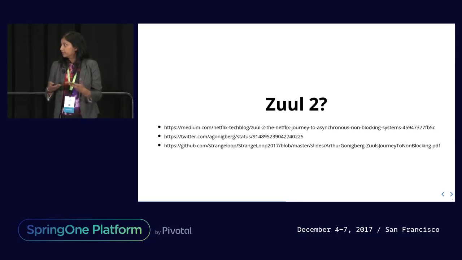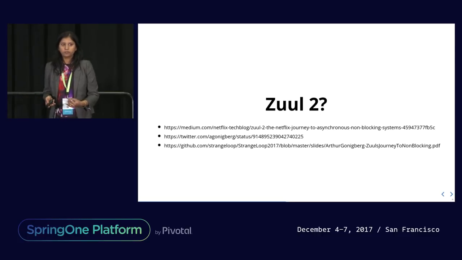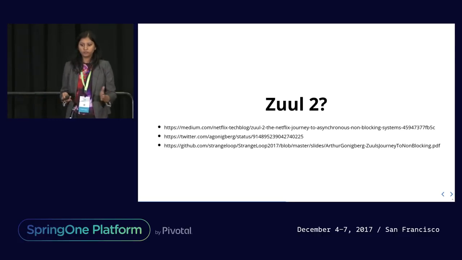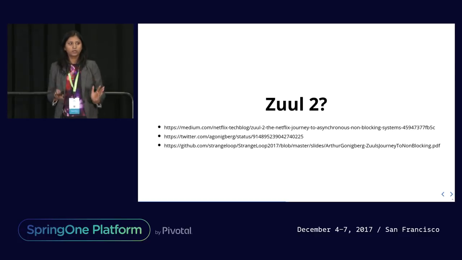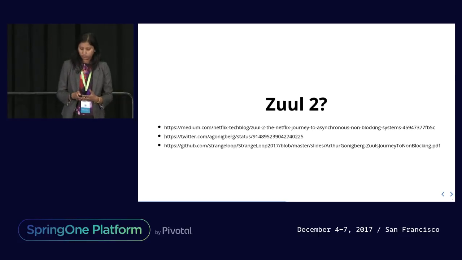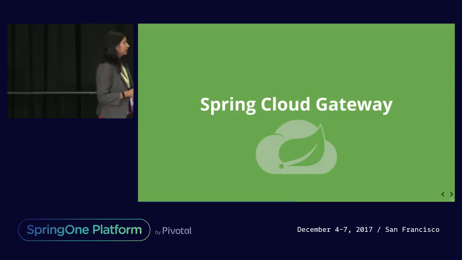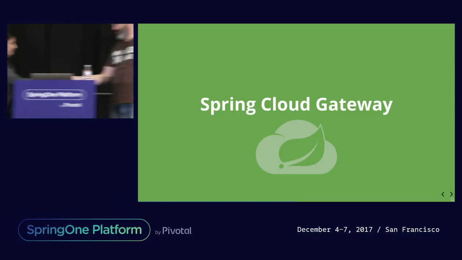So this is what Netflix is doing with regard to Zuul 2, but the major problem between Zuul 2 and Zuul 1 is that there is no backwards compatibility, so it's like a net new project. If you were to use Zuul 2, it's literally a major rewrite for you in order to consume that. So with that, I'll hand it over to Spencer to walk through Spring Cloud Gateway. Thank you, Sree.